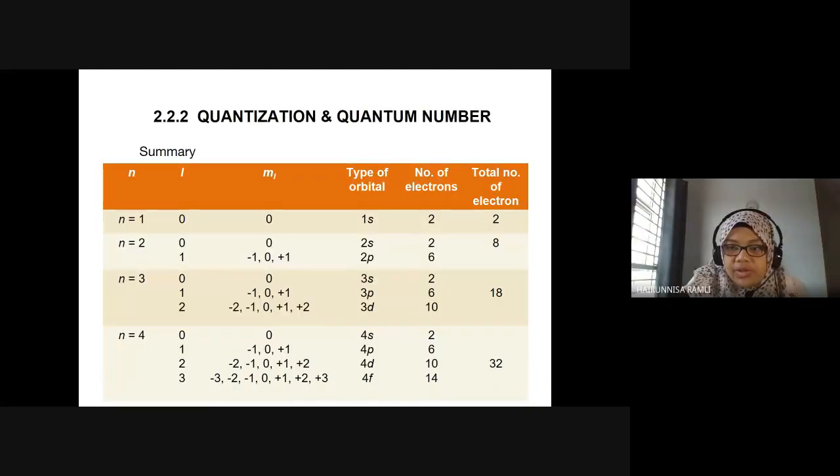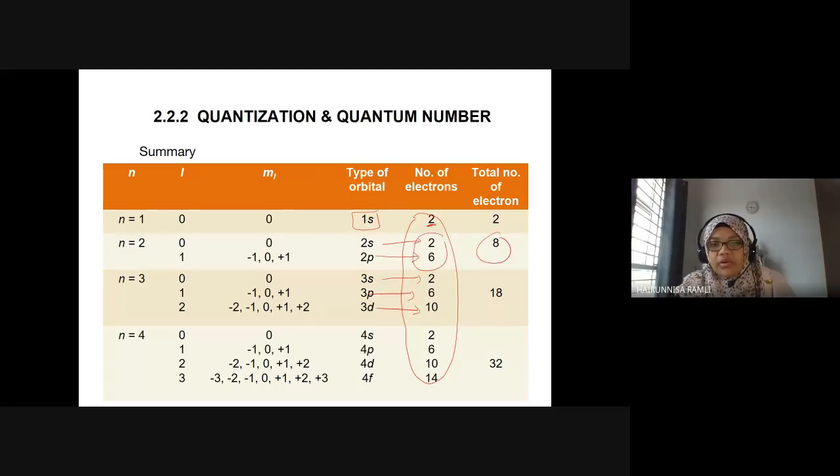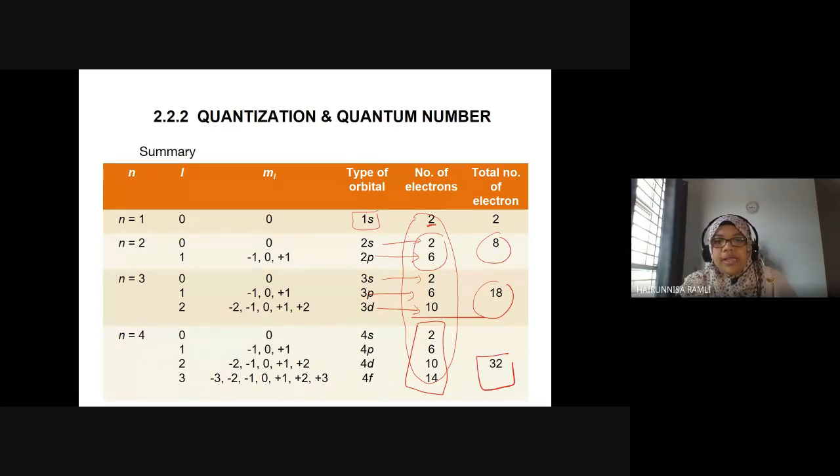Clear ke? Okay, these are the summary. Kita tahu setiap orbital 2 maximum. So kita keluarkan 2s, 2; 2p, 6. Total 8. Kalau 3s, 2; 3p, 6; 3d, maksimum 10. Untuk maksimum boleh masuk elektron 18. Yang ni 2, 6, 10, 14, 32. Tu yang dulu you belajar 2, 8, 8 ke apa tu. Sebenarnya dia according to the total number of electron.